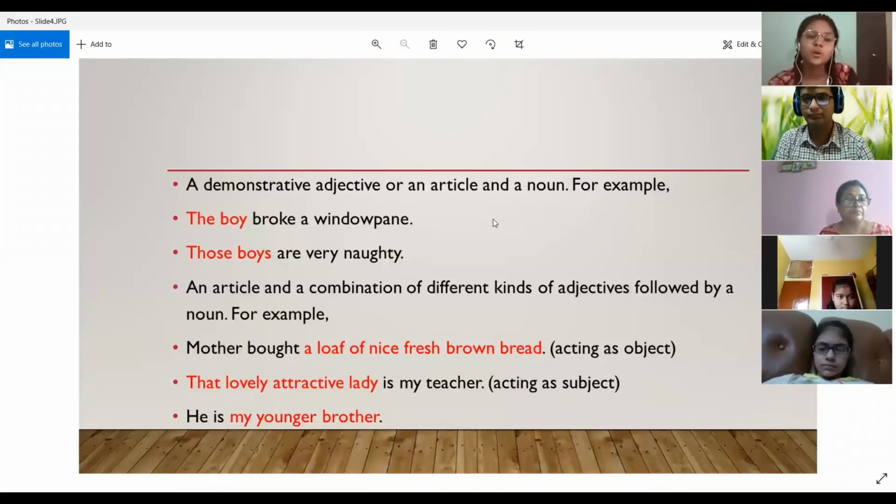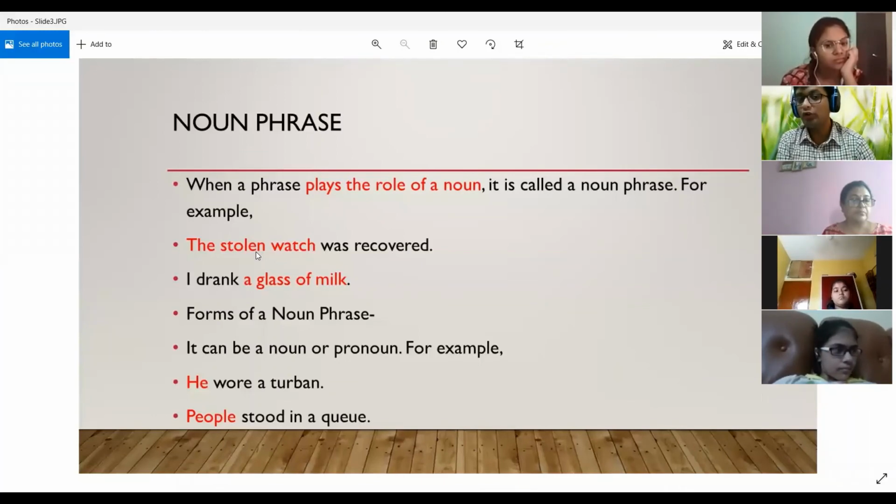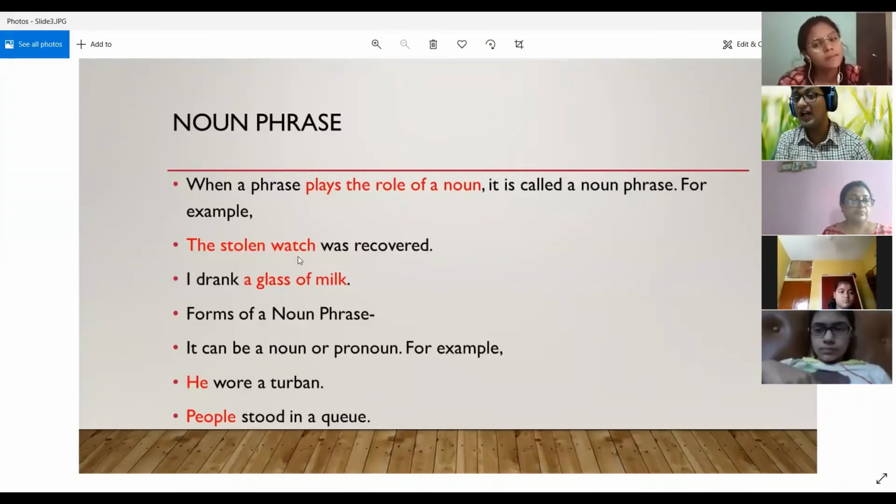Sir, I want to ask, it was there the stolen watch. So, sir, will it be a noun phrase or an adjective phrase? Let me go back. See, the stolen watch. If you only included the stolen, it would become an adjective phrase. Why? Because then it would answer the question which watch, right? It will start describing the watch.